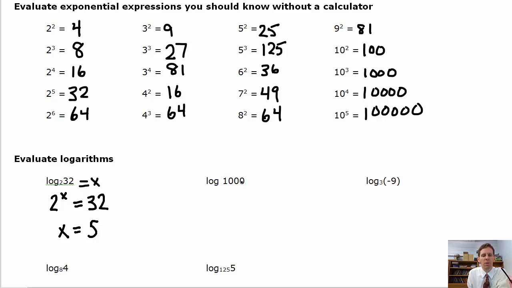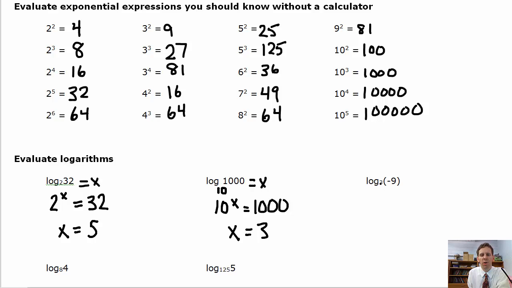Here's a logarithm problem that says log of 1,000. Again, we're going to make this equal x. If there's no base here, do you remember what number we use? Yep, we use 10. And in exponential form, we would write this as 10 to the x power equals 1,000. Based on values we should know, 10 to what power equals 1,000? 10 to the 3rd. So x here should equal 3.